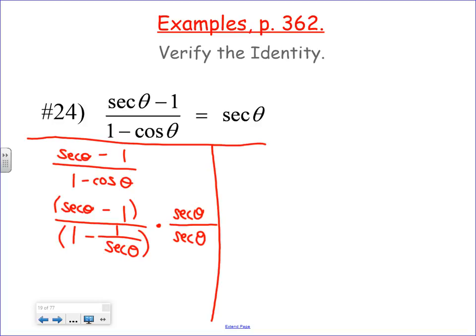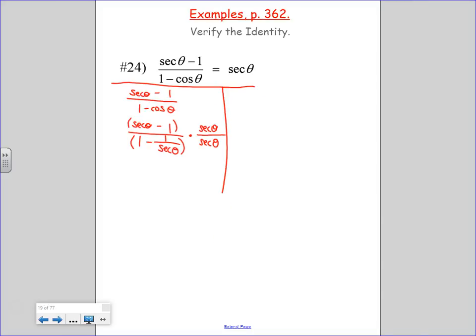So what happens when we multiply top and bottom? Start distributing now. Secant times secant, what can I make it? Secant squared. Secant squared. Minus secant times 1. Now some of you are like, ew, maybe we should have left it factored. Maybe we should have. But oh well, we're just distributing. We'll see if it works out or not in a second.